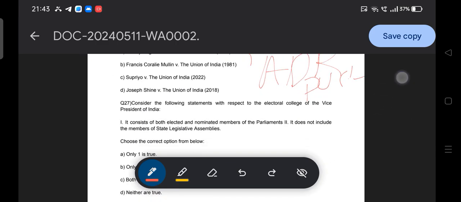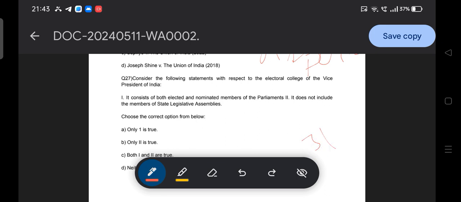Then after question number 30, there is 31. Consider the following statements with respect to the electoral college of the Vice President of India. It consists of both elected and nominated members of the parliament. It does not include the members of state legislative assemblies. Here the answer is obviously correct: the Vice President's electoral college includes both elected and nominated members. So option C is the answer.